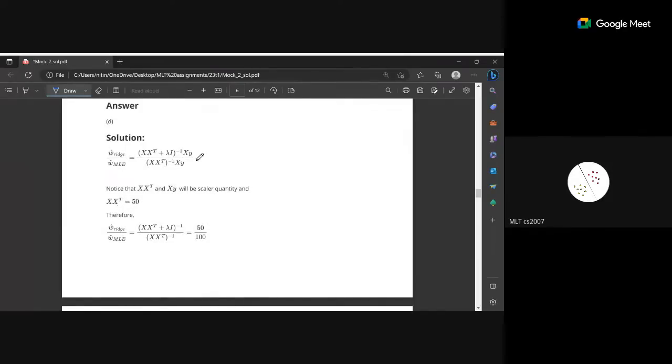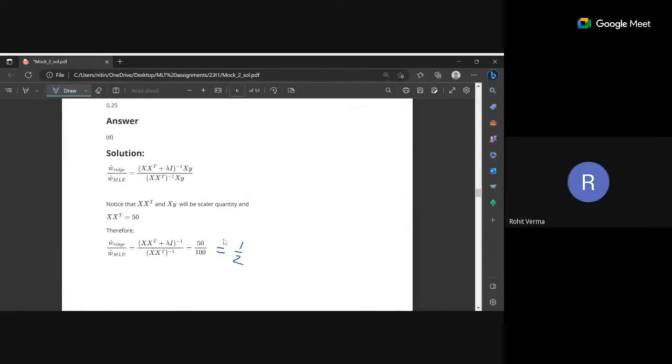So in this case, you don't even need to do the calculation of X, Y, and everything. It's just XX transpose going to be 50, and lambda is given to be 50. Right? And inverse will be one by 100, right? 50 plus 50. So we do not need to find the inverse also, I think.